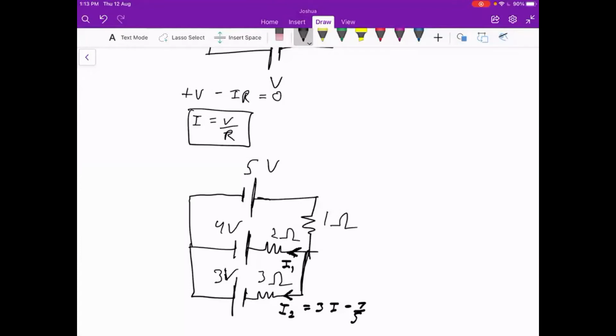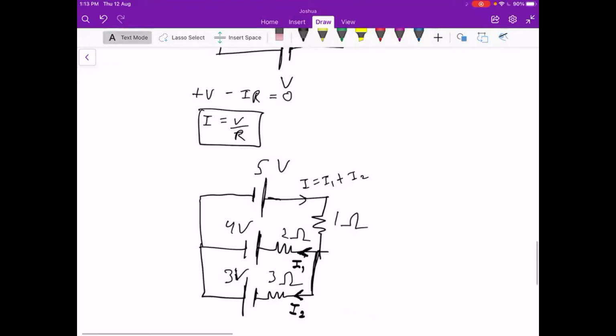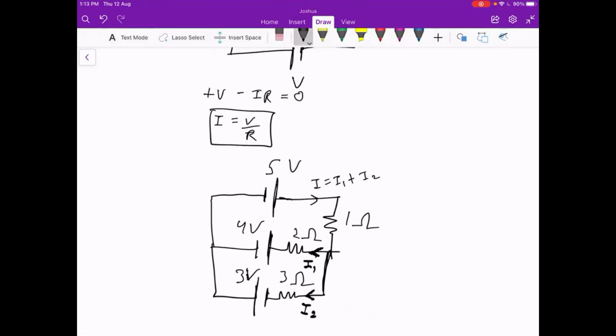Forget about I is the total current. I1 plus I2 is the total current. Yes, sir. Junction law. Then I1, I2. What are the values of I1 and I2 you're getting? Sir, I1 I got as (7 plus 2I) whole divided by 5, and I2 I got as (3I minus 7) whole divided by 5.